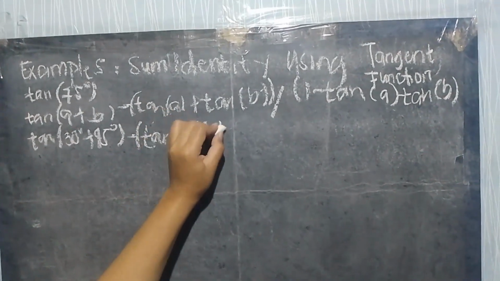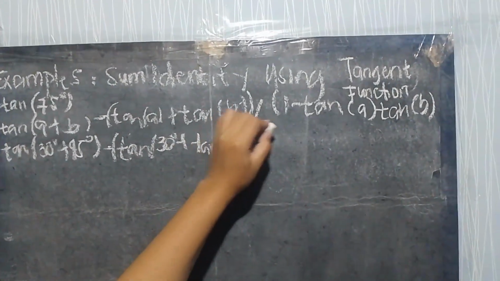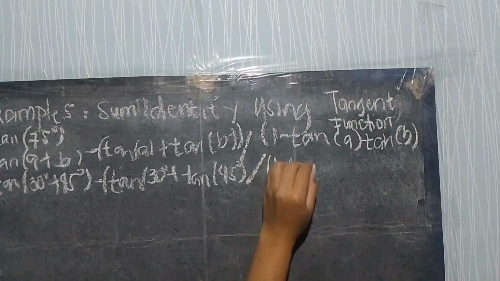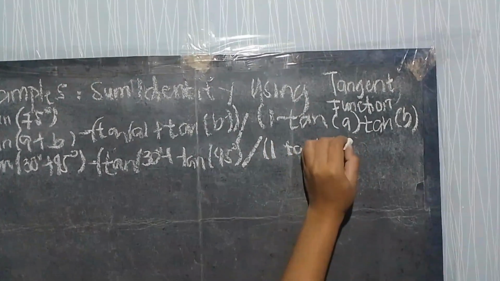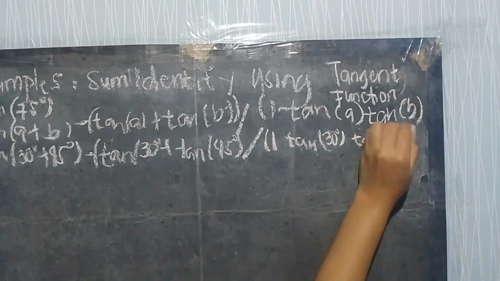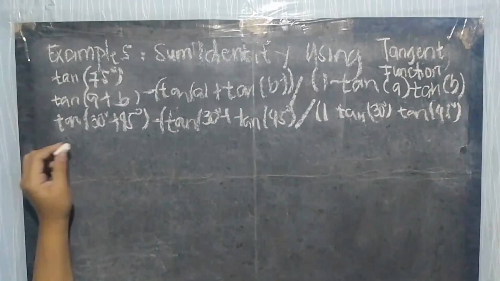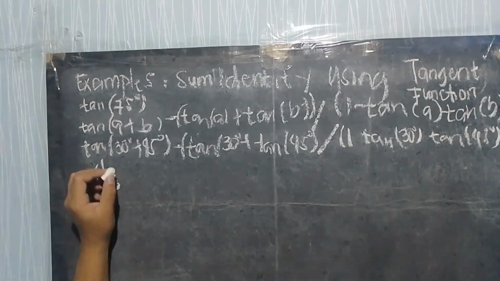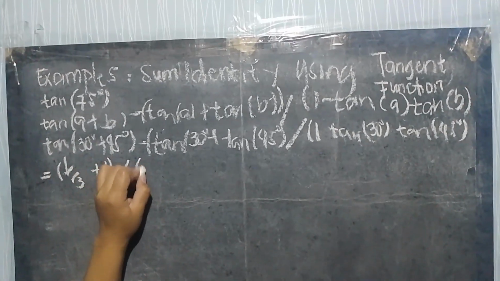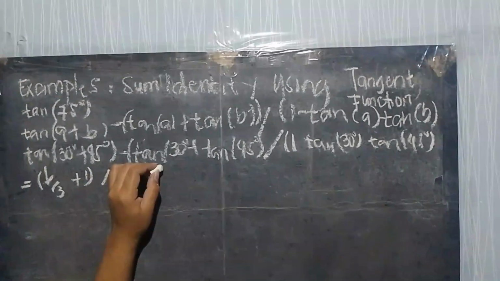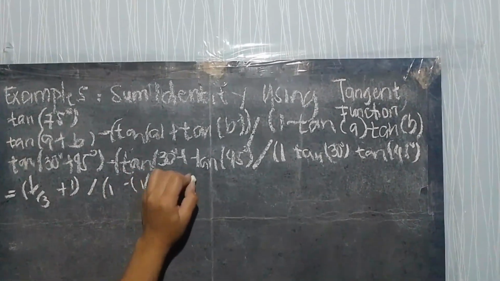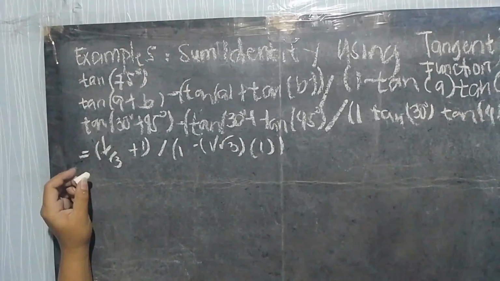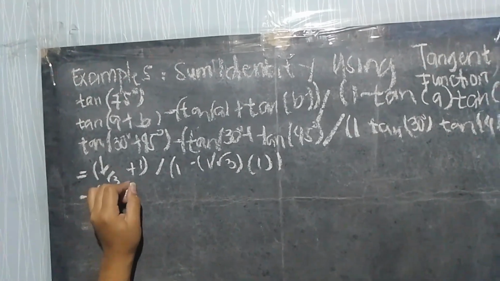Tan 30 is equal to 1 over square root of 3, plus tan 45 is equal to 1. 1 minus tan 30, which is 1 over square root of 3, times tan 45, which is equal to 1. The numerator is equal to square root of 3 plus 1, divided by the denominator, which is square root of 3 minus 1.